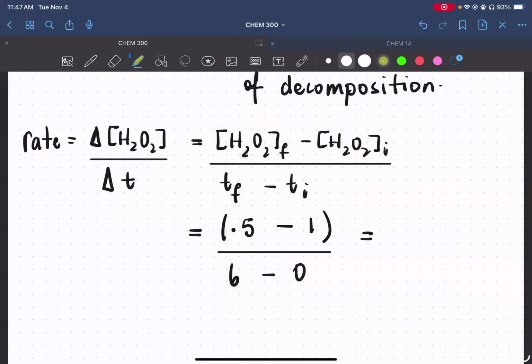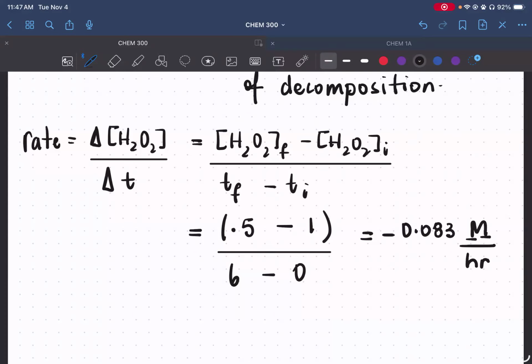Specifically, we get negative 0.083, where the units are, of course, molarity over hour. How do we know it was hour? Because the question told us that we were working on a scale of hours. Remember, time can be seconds, minutes, or hours. It just depends on the question or the context.